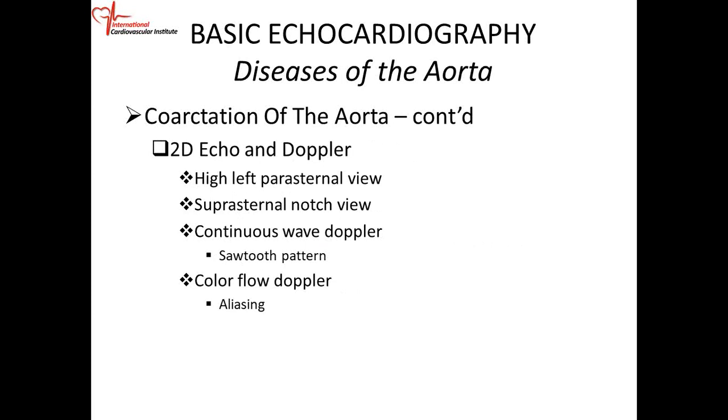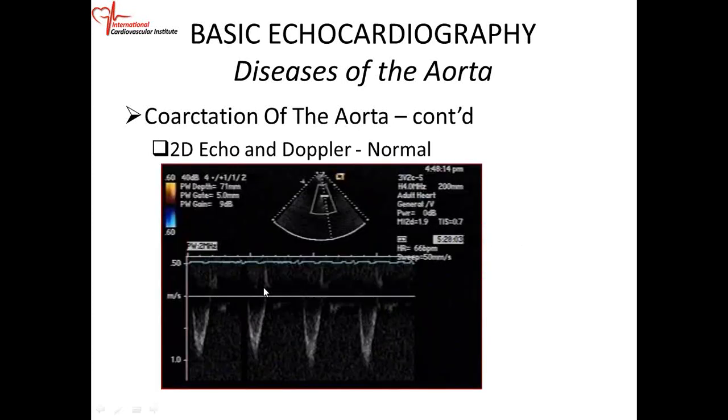So you have to know what your normal suprasternal notch view of the descending aorta looks like. Because once you see coarctation, it is classic. We talk about a sawtooth pattern, and you get color flow Doppler aliasing. So this is what your normal suprasternal notch view looks like: you put your pulse wave Doppler there, and you get a systolic flow. It goes all the way back to the baseline.